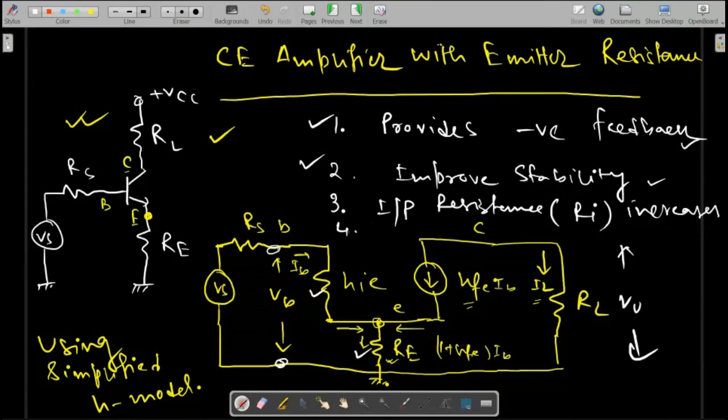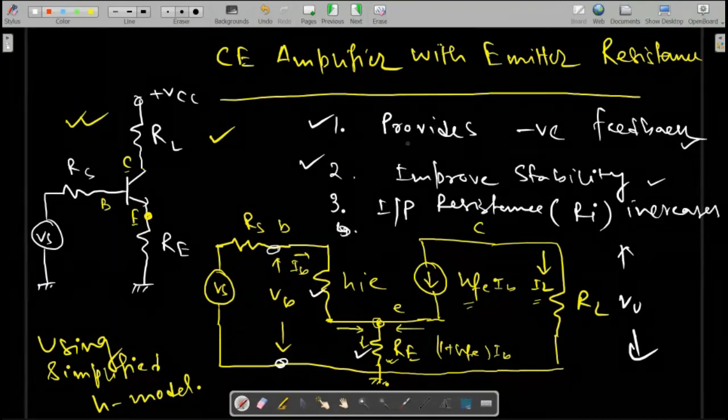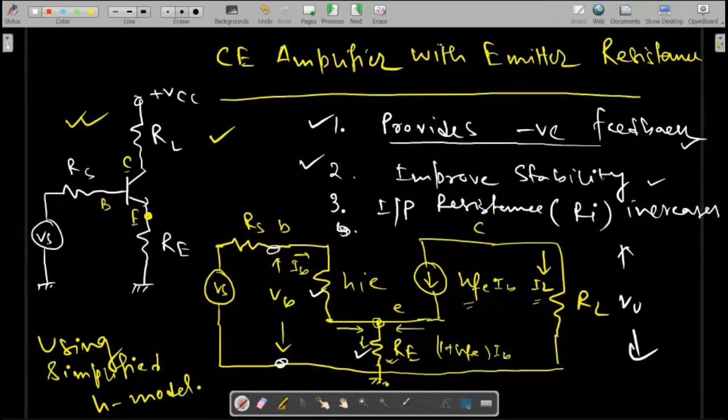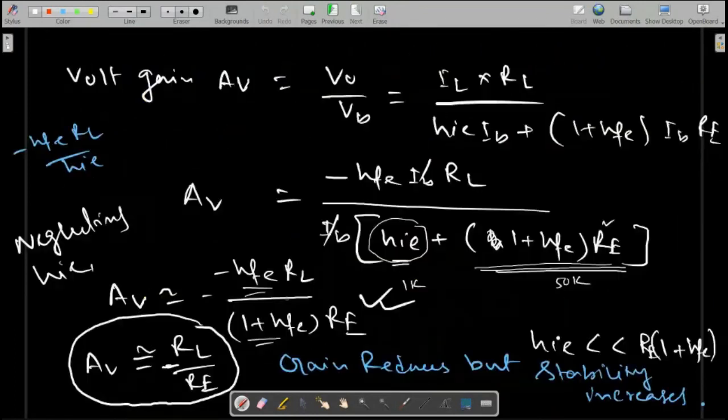Okay, so we can add this point, fourth point here. Yeah, we already mentioned here: provide negative feedback and improve stability. Because it is a ratio of two resistances only. Check the final one, this is interesting. No H parameter is involved in the gain expression, so we can say it is stable. Stability increases.